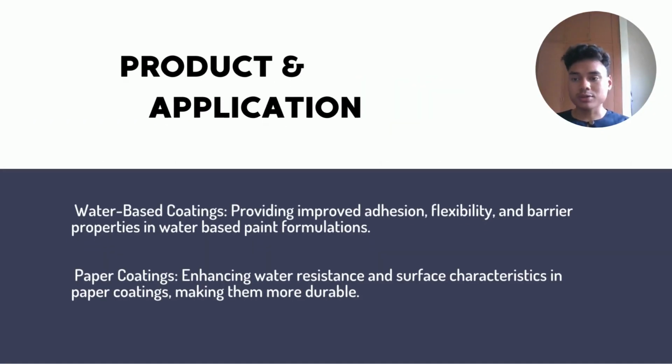Emulsion polymerization is commonly used in water-based coatings. It provides improved adhesion, flexibility, and barrier properties in water-based paint formulations. The second one is paper coating. It enhances water resistance and surface characteristics in paper coating, making the paper more durable.